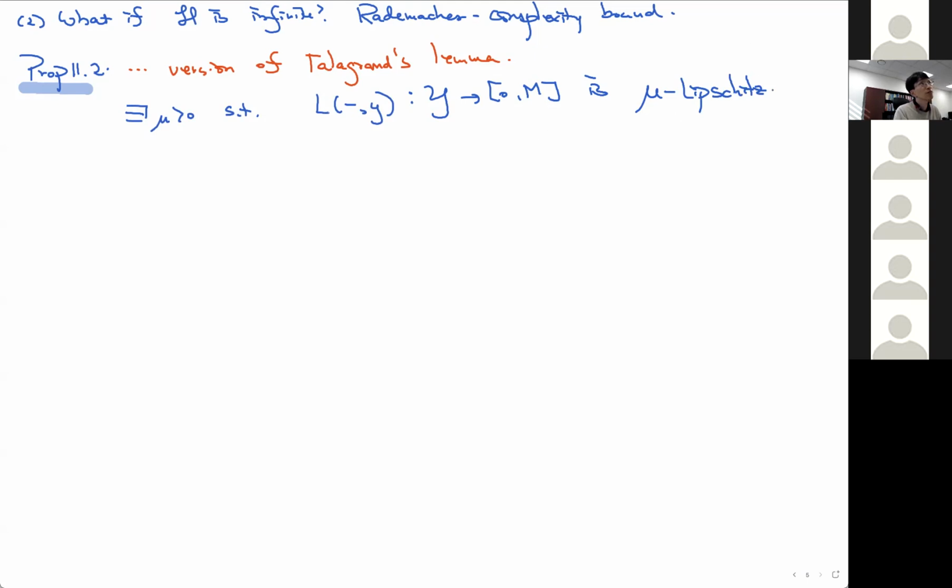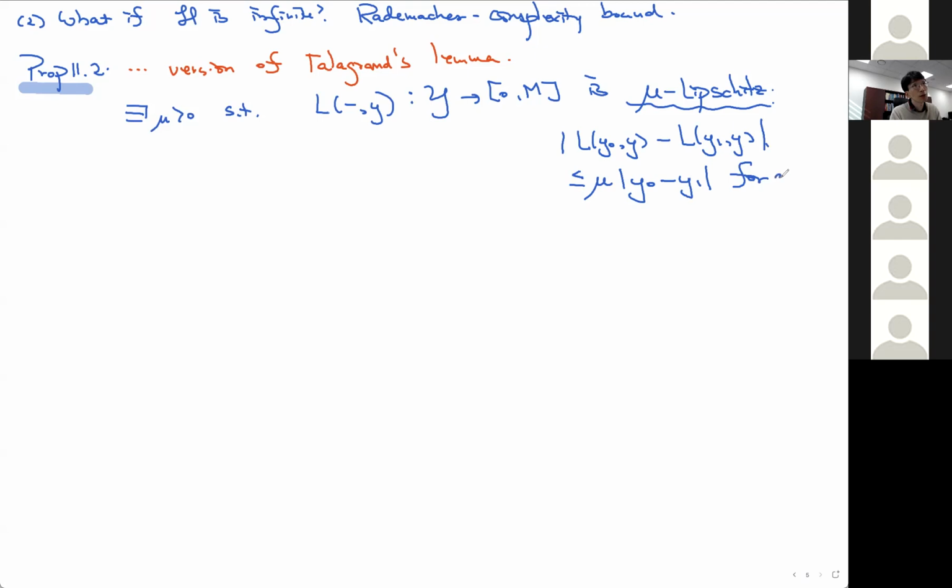So what does this mean? This means that for y0 and y1, the difference between L, if you plug in two different inputs, is going to be bounded by mu times the distance between them. So that's what the definition of Lipschitz continuity tells us. This happens for all y0 and y1.